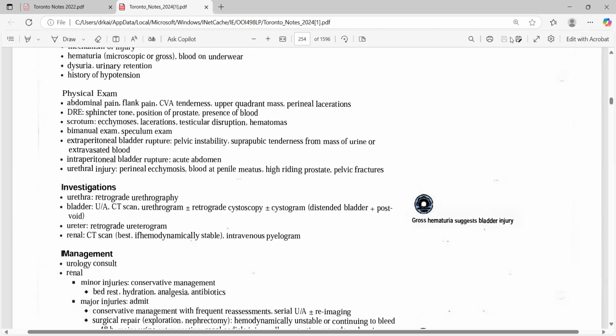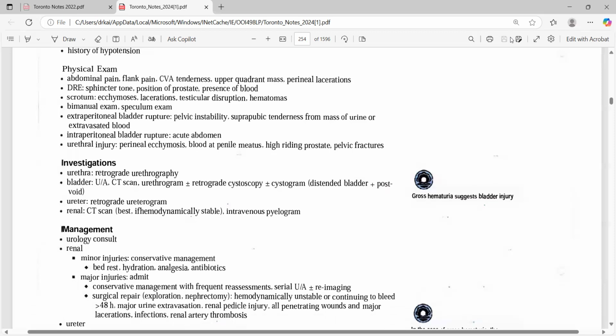Then the extraperitoneal bladder rupture, if there is extrapubic tenderness and all that; intraperitoneal bladder rupture, so acute abdomen; and then the urethral injury, so peritoneal ligaments. It depends on what you are looking for. They can ask you how you are going to check for the suprapubic tenderness, or what the suprapubic tenderness can show. In that case, it shows the extraperitoneal bladder rupture.